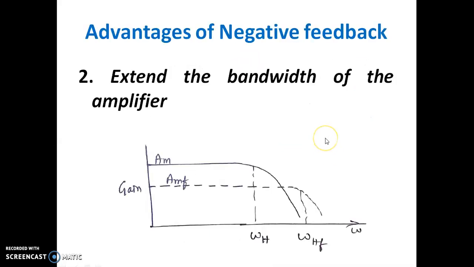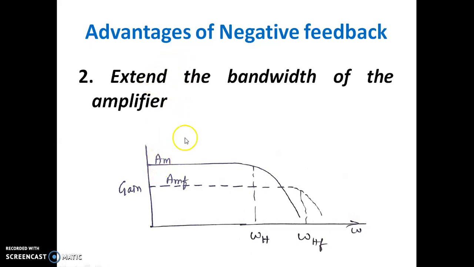Next is one of the major advantages, extend the bandwidth of the amplifier. So assume that this solid line is the frequency response of an operational amplifier. Assume that AM is the gain of an amplifier without feedback. You can see AM is the DC gain, and you can see there is a 3 dB bandwidth. So 3 dB bandwidth is at omega h. So this is having a limited bandwidth because of high gain.